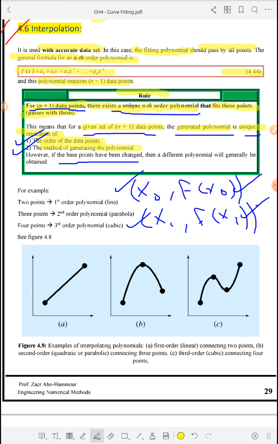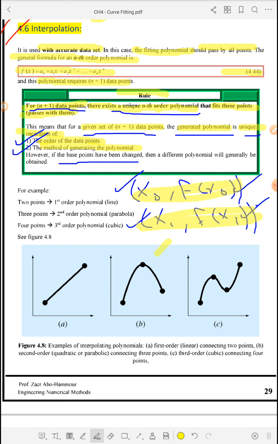And I provide you with this as the first data point and this as the second data point. So the same final polynomial will be obtained. But we should not misunderstand the thing. What do we mean by misunderstanding? Misunderstanding means that the base points should be the same.